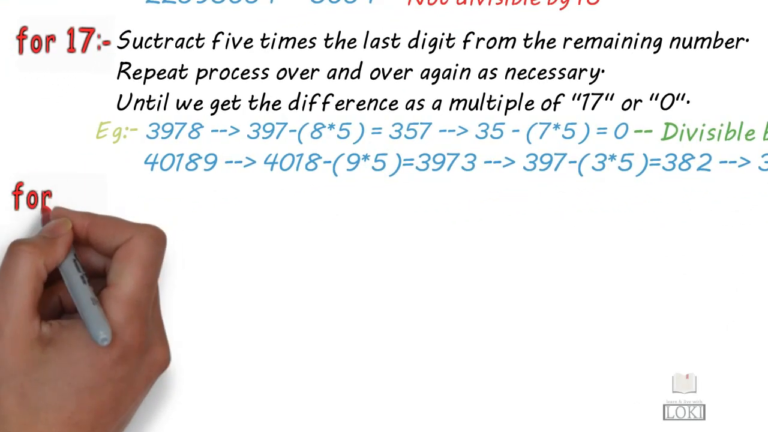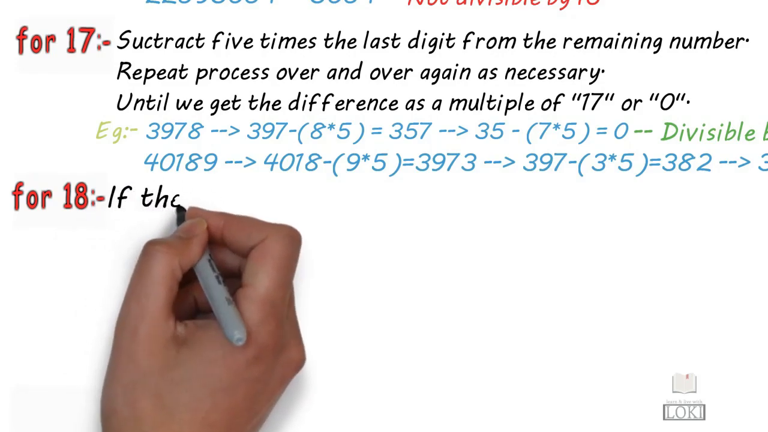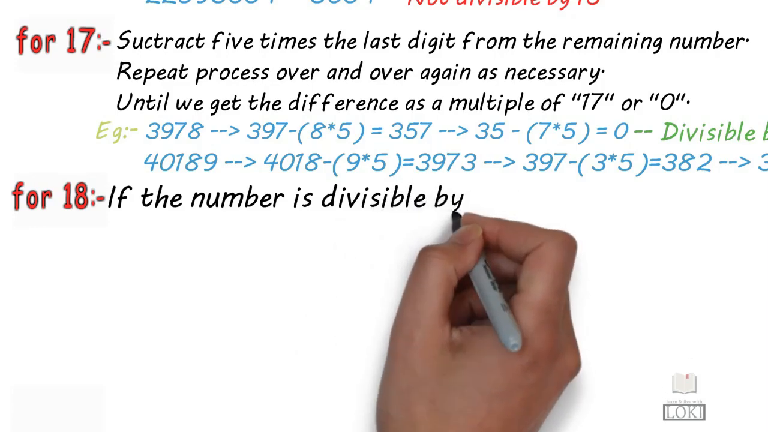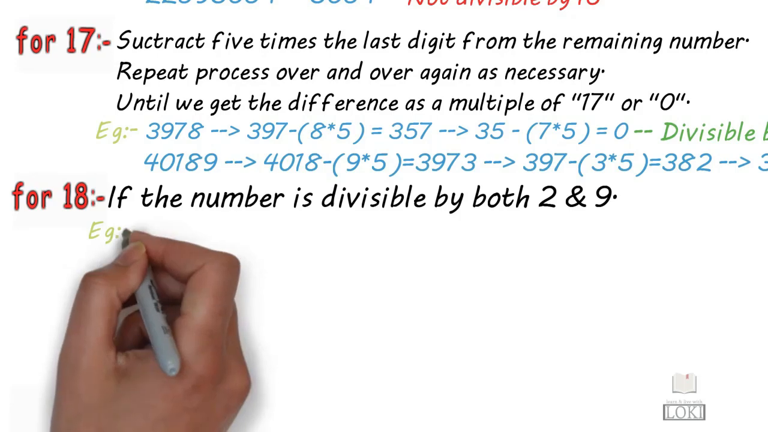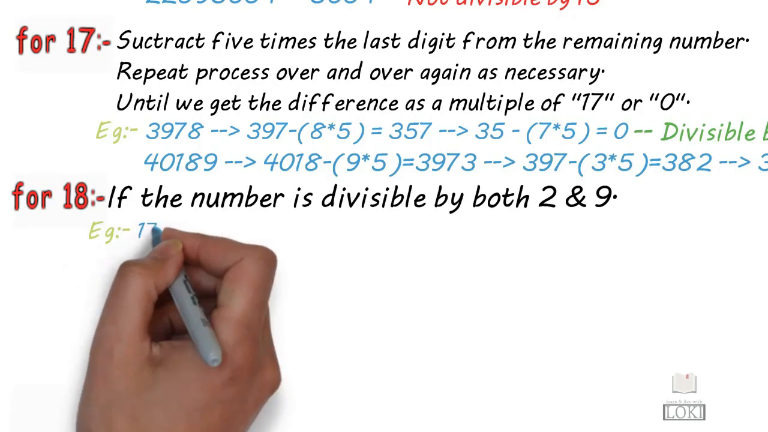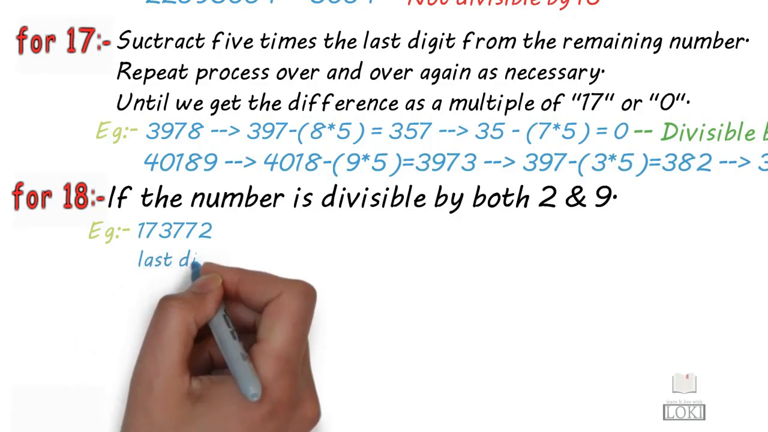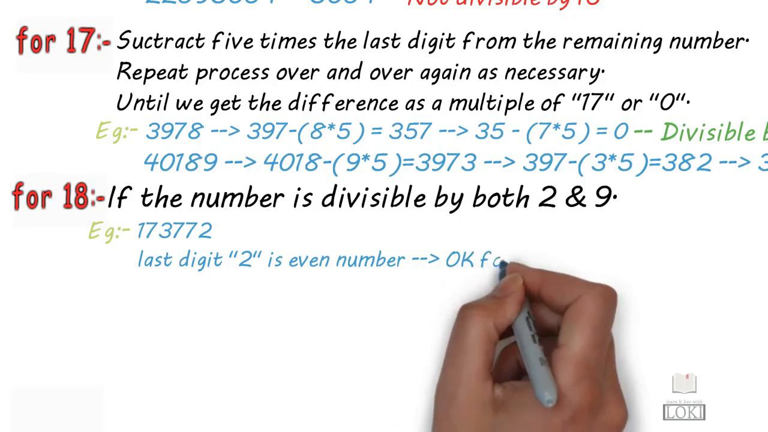Now let's see the divisibility rule for 18. The divisibility rule for 18 is that the number should be divisible by both 2 and 9. Let's see an example for 18. Here 173772 is the given number. First of all, we need to check for 2. The last digit in this number is 2, which is an even number. So this number is divisible by 2.